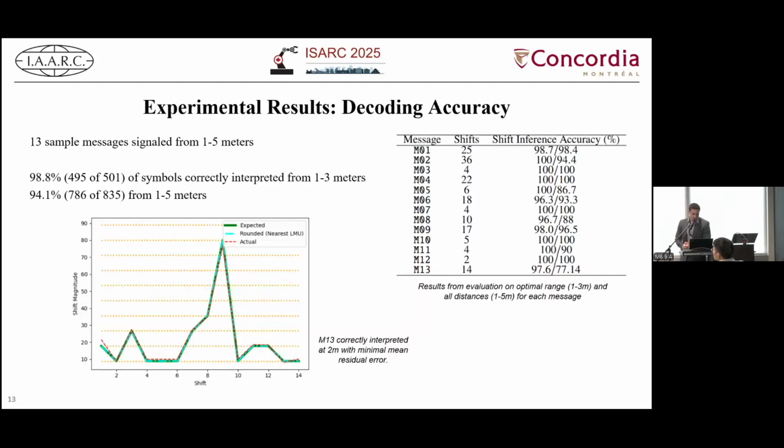The way this was validated was 13 sample messages in that ontology from 1 to 5 meters. The evaluation was essentially how many of these shifts are correctly interpreted. This table shows the number of shifts for each of these messages, and the accuracy from 1 to 3 and 1 to 5 meters. Between 1 and 3, we had a pretty high success rate, and then it falls off slightly, but it is still reasonable performance.